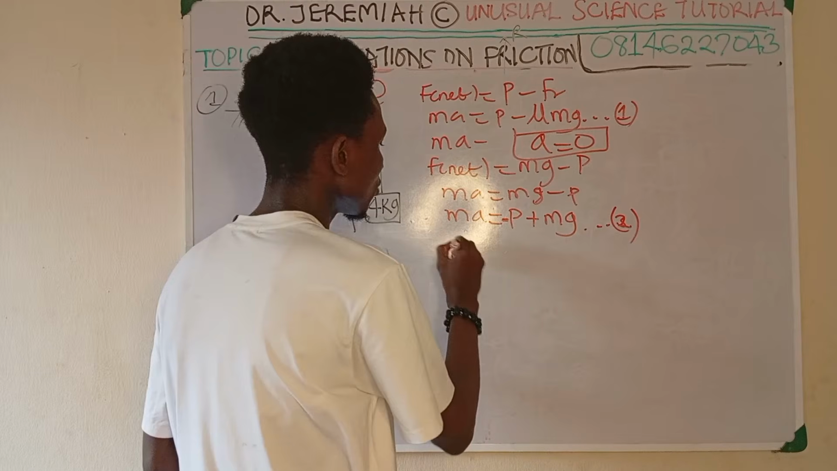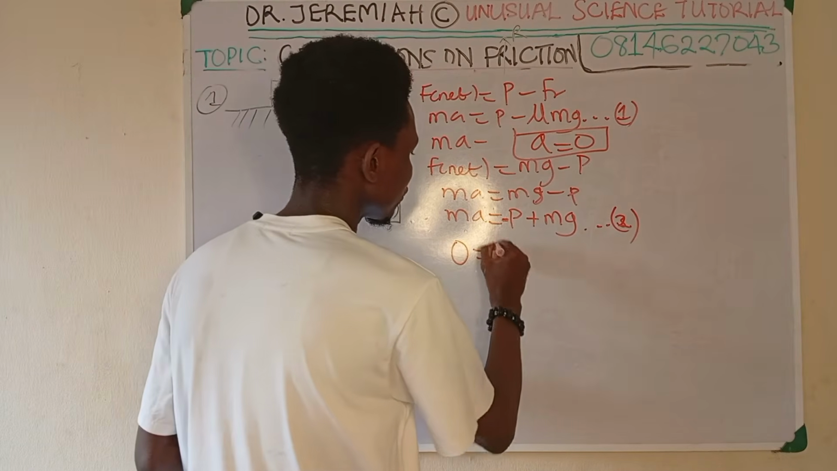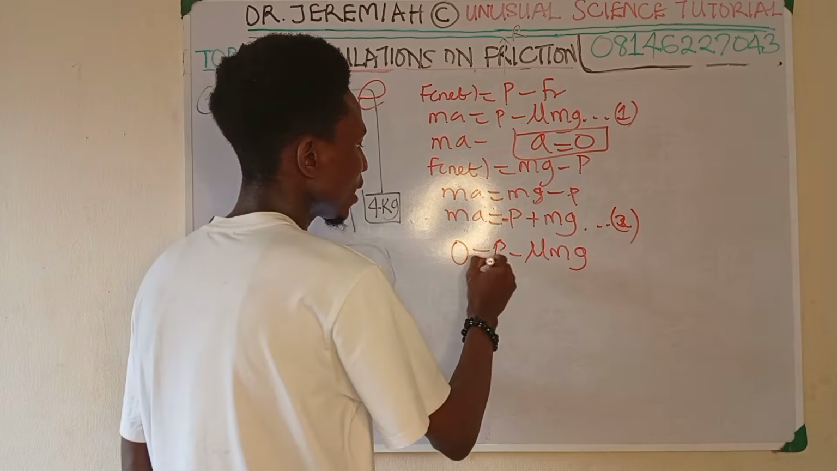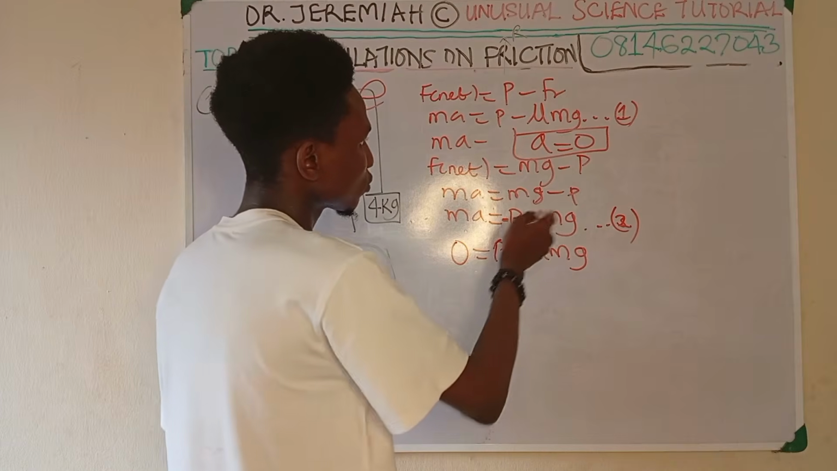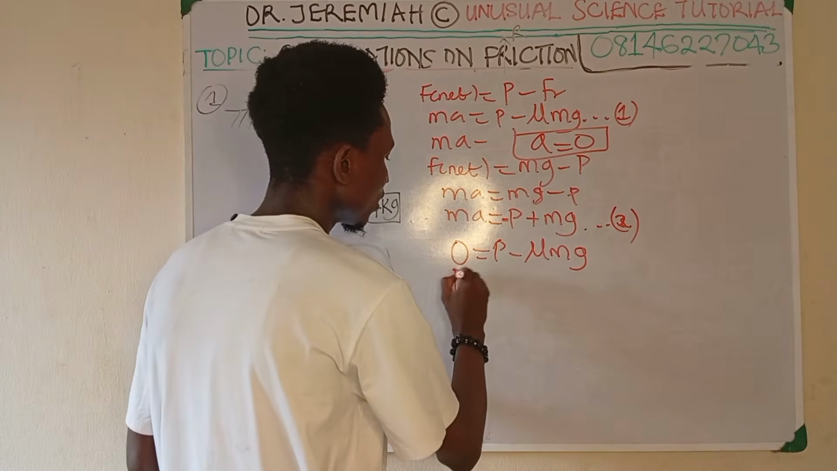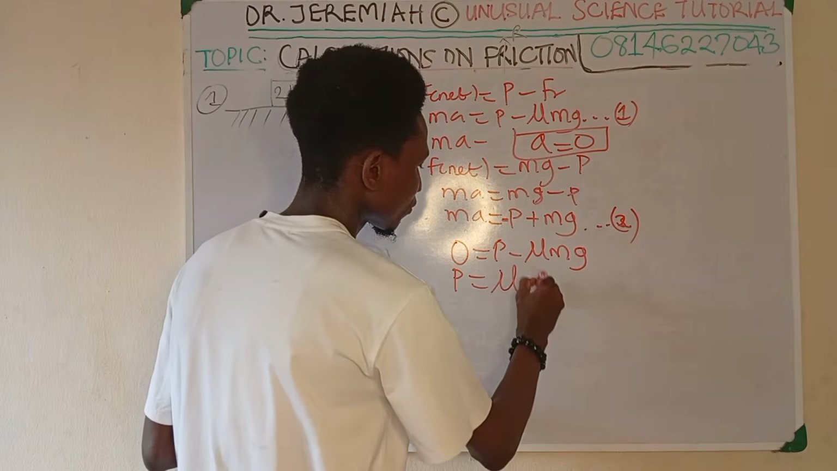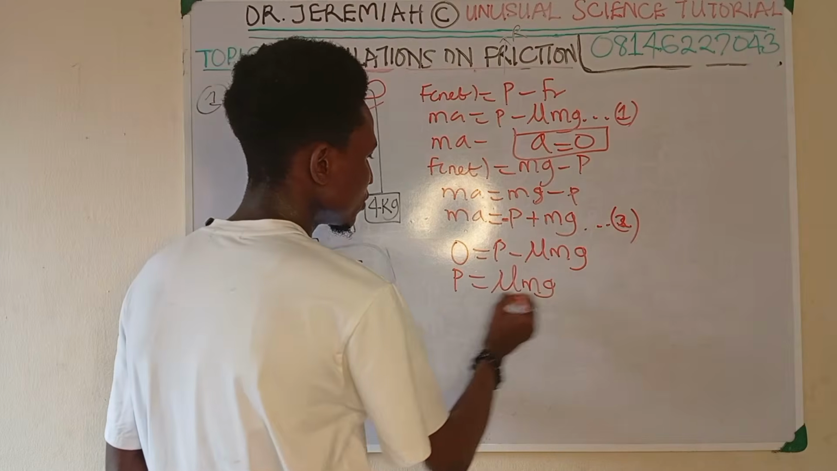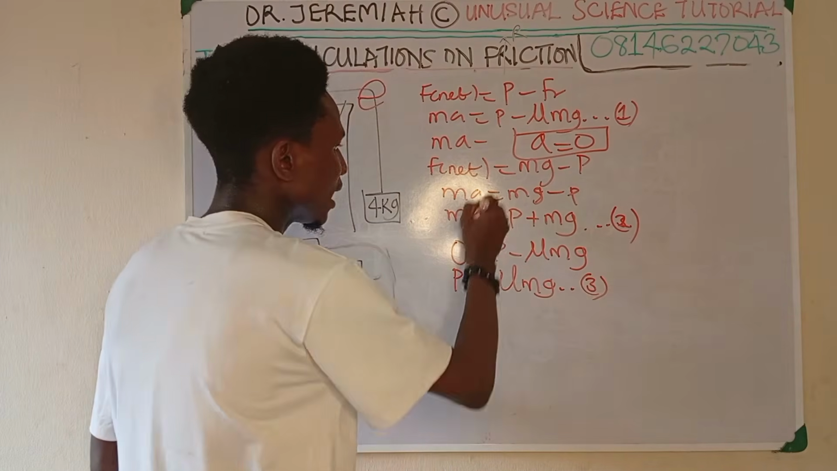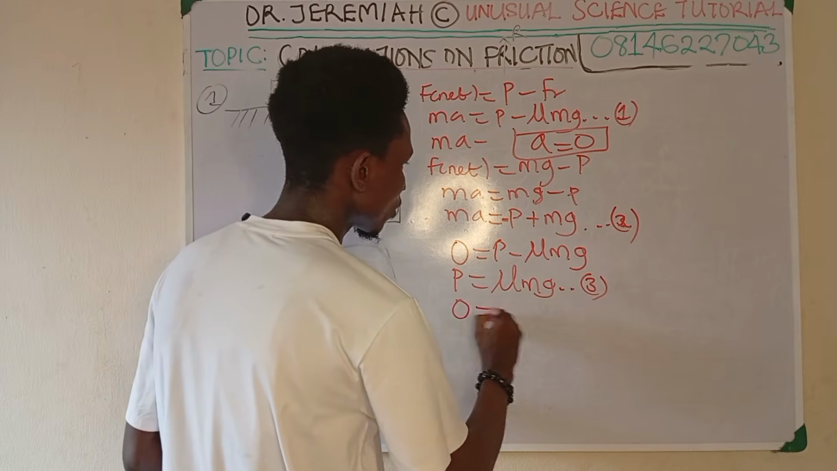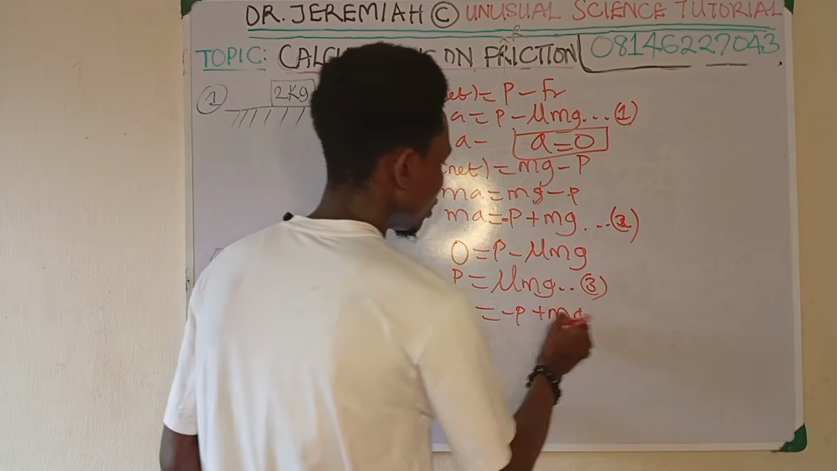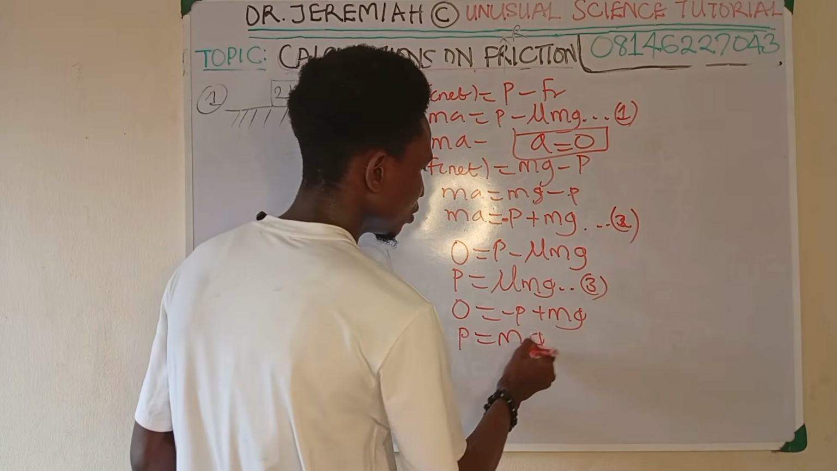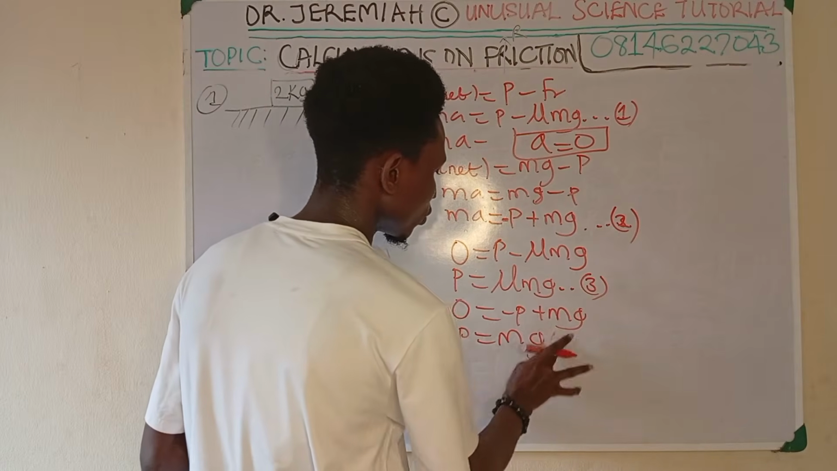So now I must read the question. I wanted to solve the question very fast. So we have ma equals 0, equals P minus μmg. I want to simplify this now. So I'm going to get P equals coefficient of friction times mg. So this is equation 3. Then ma is also 0 here. So we have 0 equals minus P plus mg. If you make it like that, you're going to get P equals mg. So you have your equation 4.